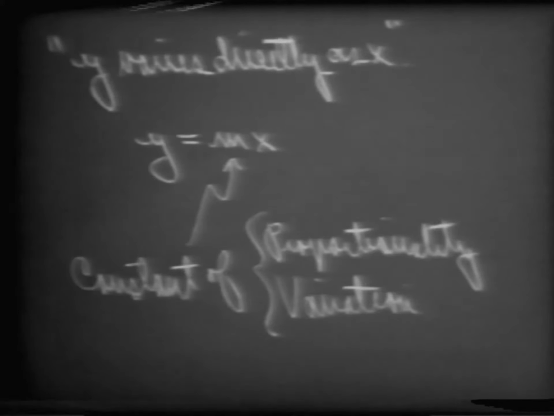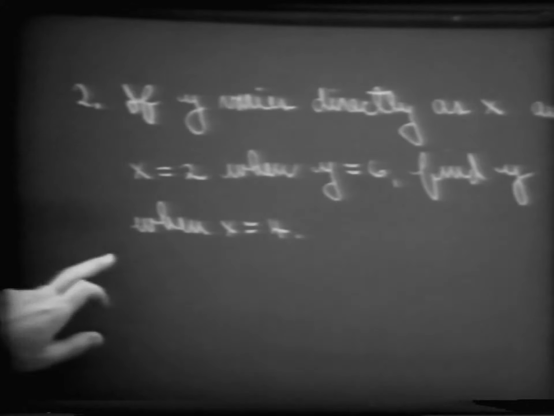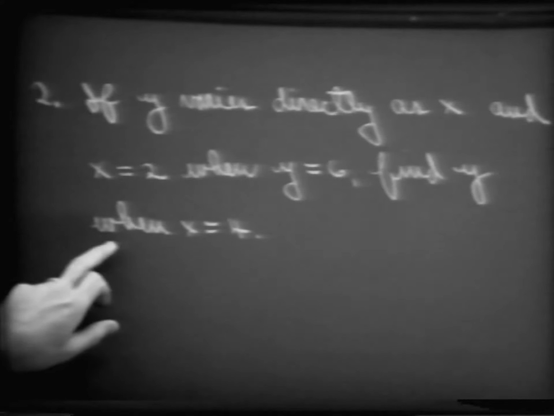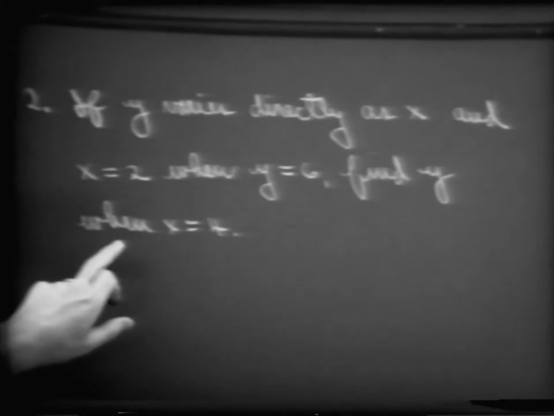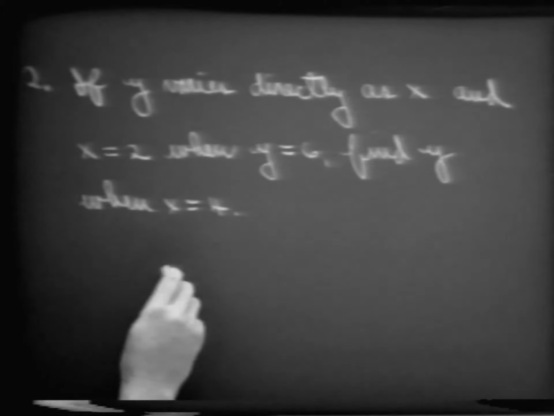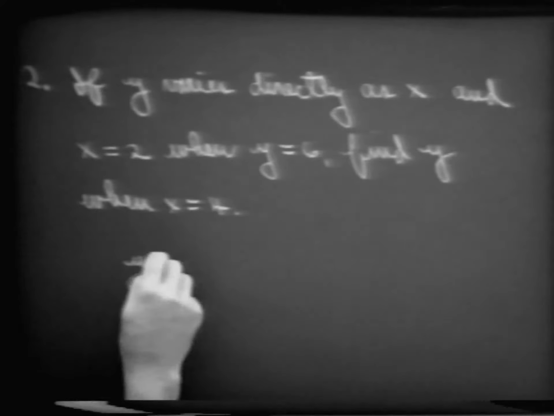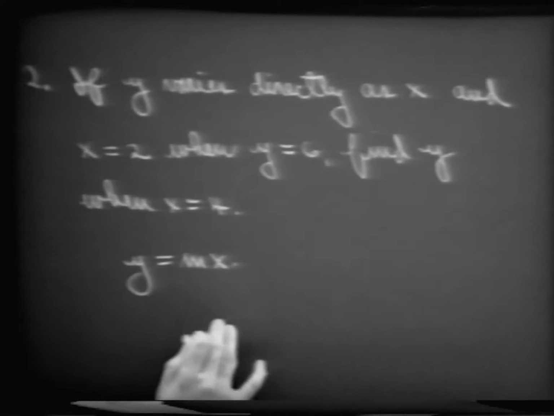Let's look at a specific example of this, let's call this idea 1, and let's come up here and look at the second idea in which we have a particular example. If y varies directly as x, and x is equal to 2 and y equals 6, find y when x equals 4. So the first line says if y varies directly as x, so what may we write there for a sentence? What is our algebraic sentence for this English sentence? Y equals mx. Y is equal to mx.